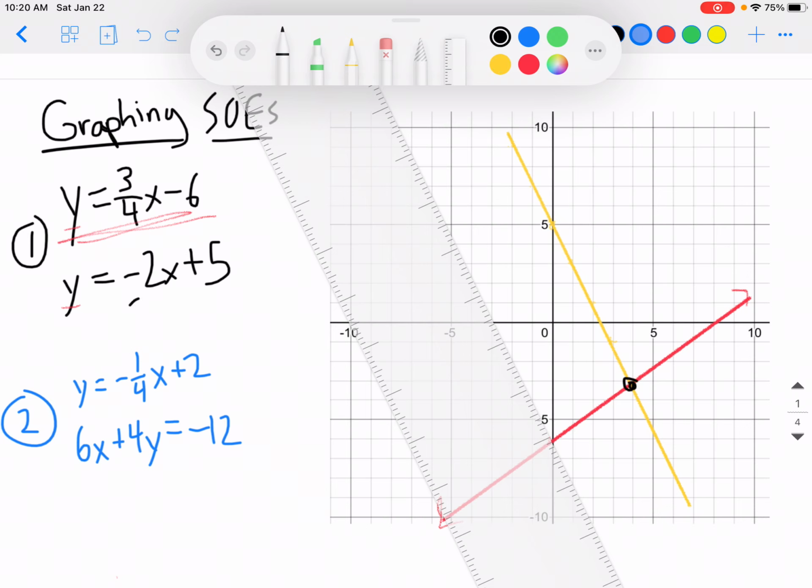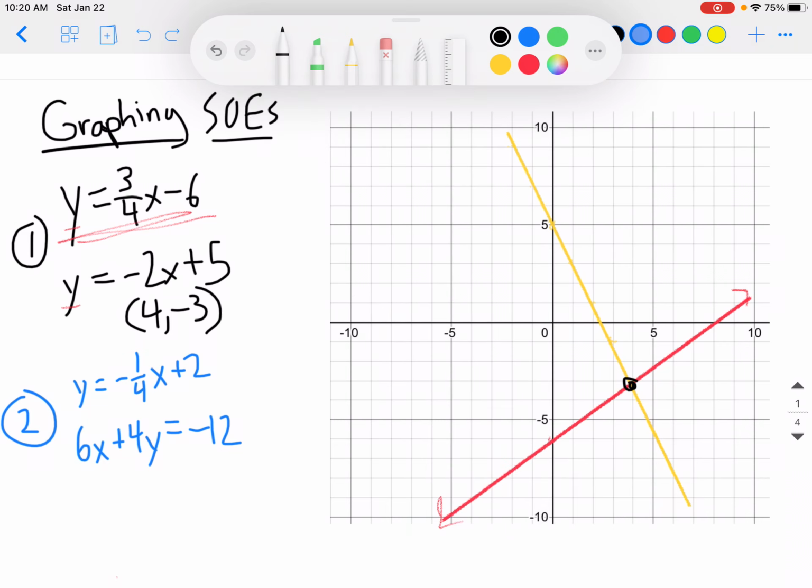And so the answer is going to be, what is that? 4, -3. There we go. And that's the beauty of the graphing method, it shows us what the solution is. Okay, so now let me clean up my board. And let's do the second problem.